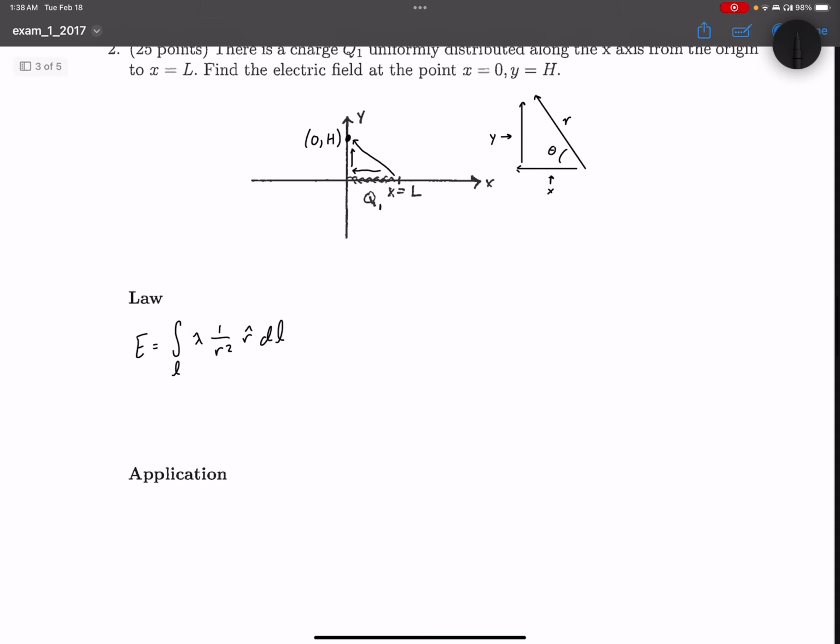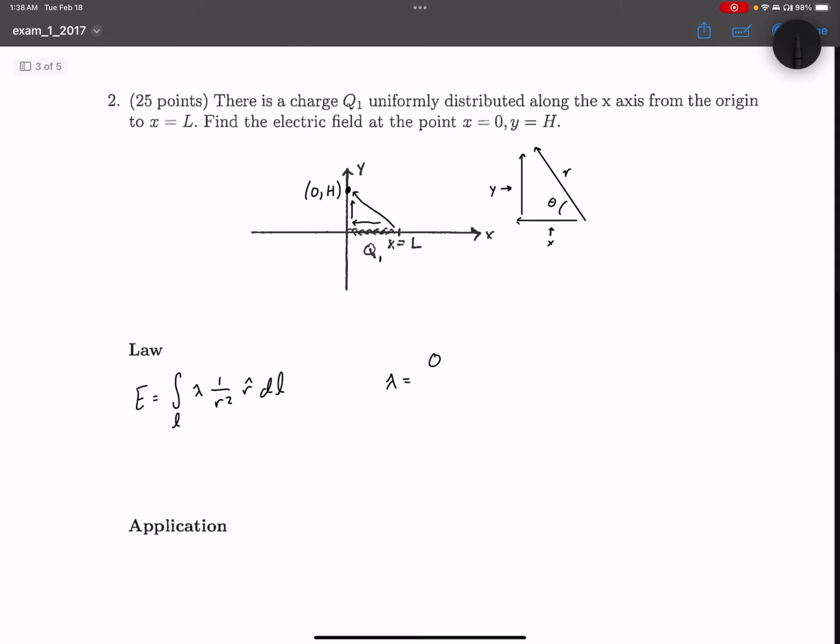Well, actually, let's identify something. So first we have lambda. What's lambda going to be equal to? Lambda is the charge over the length of the object that we're looking at, which in this case is L. R is going to be equal to the square root of, wow, that's bad, h squared, or really, so this is a little complicated, but not really.